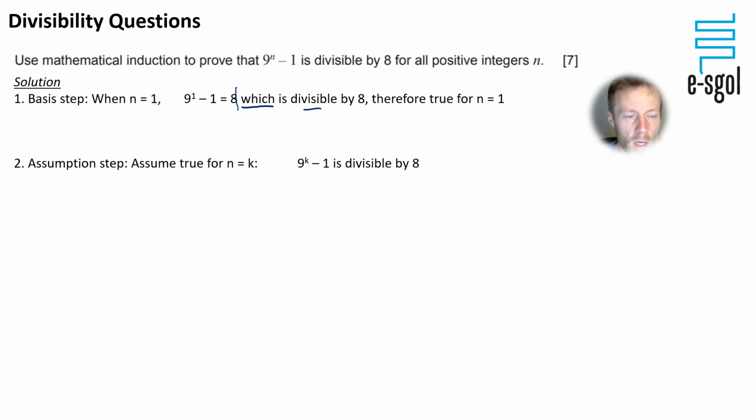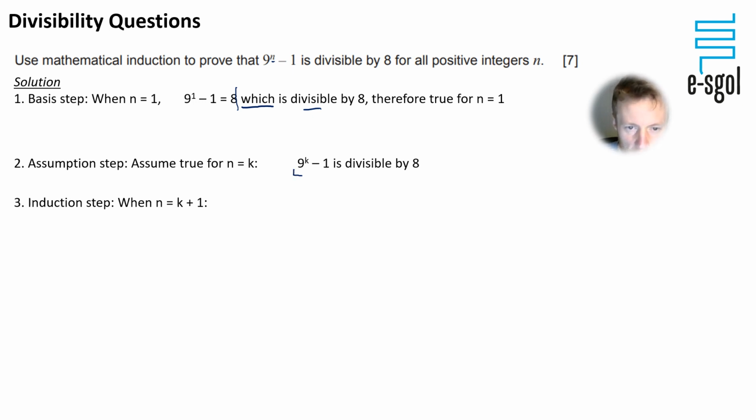Next up is an assumption step. So we make a statement, we assume it is true for when n is any value, such as k, and then just write 9 to the power of k minus 1 is divisible by 8. We're replacing basically any sort of letter in here with a k. And then we're on to the induction step when n is k plus 1, so the next one in the sequence. There are a few ways that we can go about doing this.